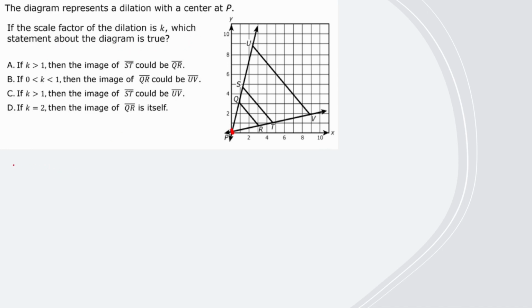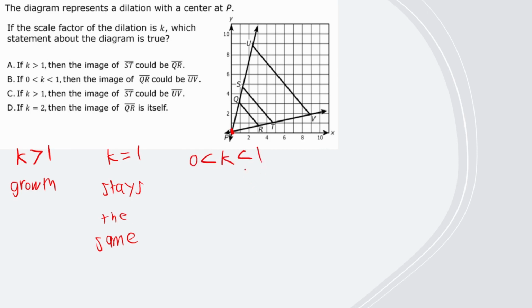Now, a couple things to remember. When K is greater than 1, this is a growth. When K equals 1, it stays the same. And last but not least, if K is between 0 and 1, like a decimal or a fraction, then it is a reduction. Those are a couple key factors that we need to know here.